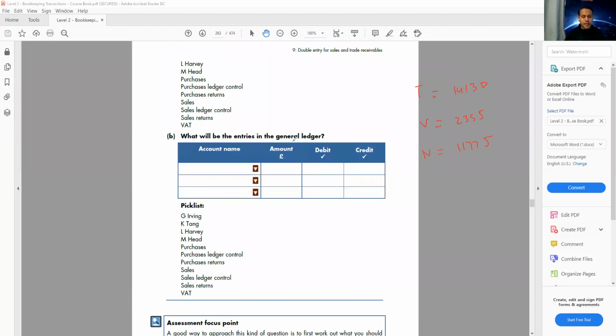What will be the entry in the general ledger? So in the general ledger, we don't write anyone's name. Very, very careful. In the general ledger, we do not write anyone's name. This is the sales ledger control. This is the total balance. So how many customers do we have? The total. And we call them sales ledger control. Sales ledger control is the total balance.